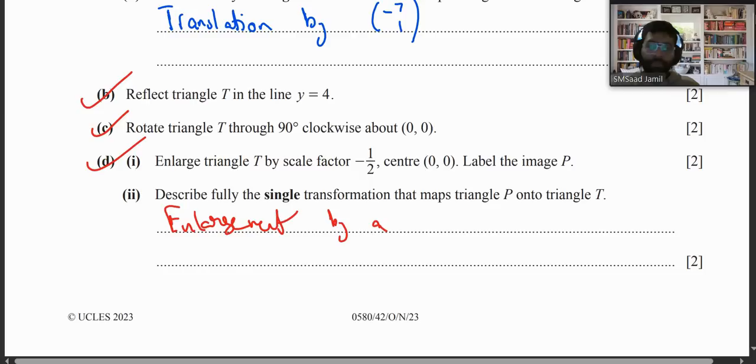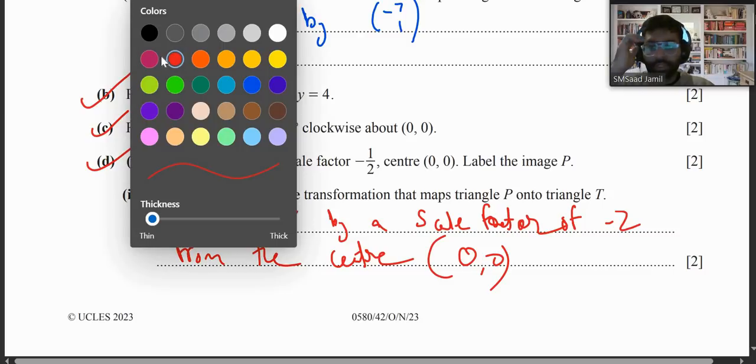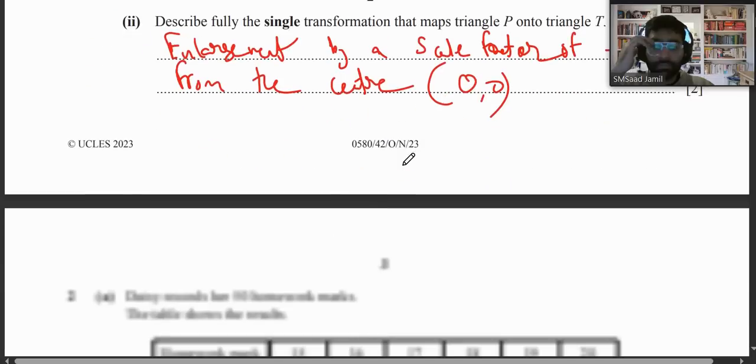by a scale factor of negative 2 from the center 0 comma 0. So that's how, guys, you're done with the first question. I hope you guys are able to understand it. It took us a lot of time to do this one.